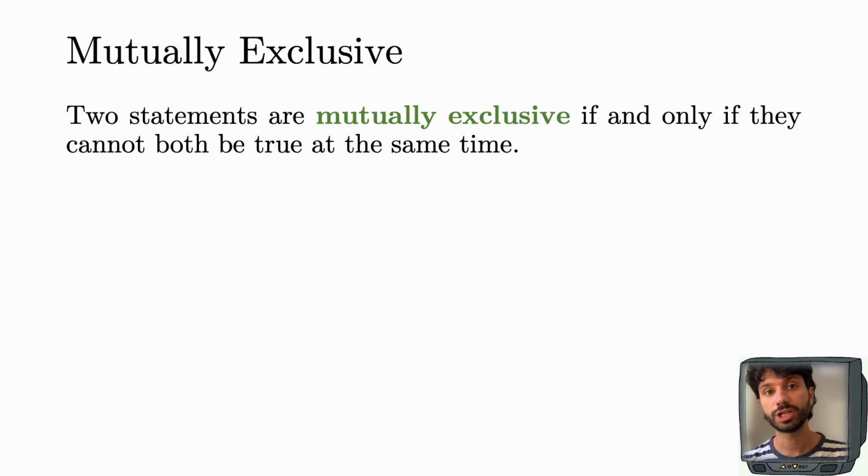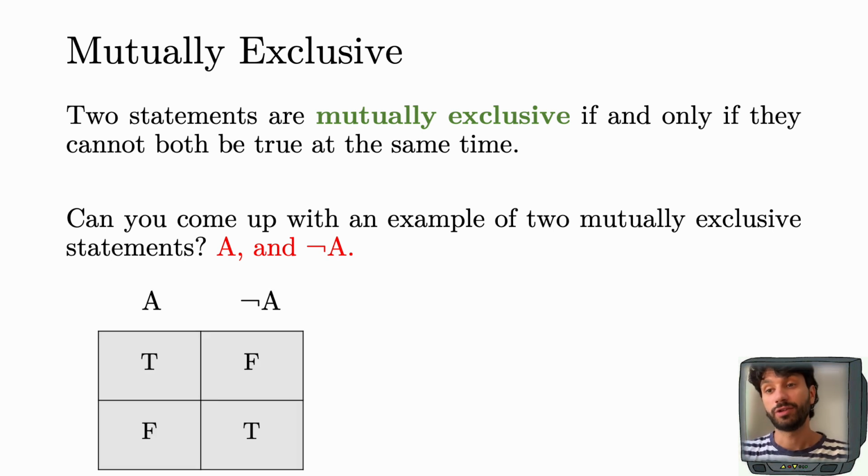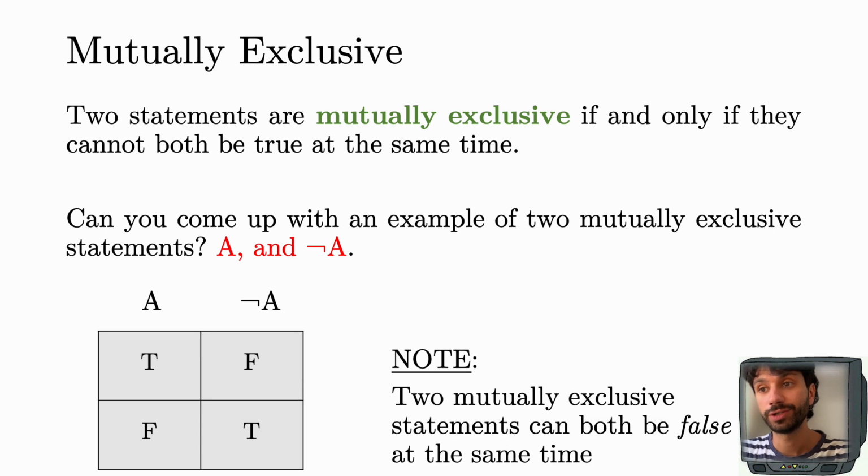So note, the condition here is that they can't both be true at the same time, but they can both be false at the same time. So can you come up with an example of 2 mutually exclusive statements? So a very simple example, right? Let's just draw the truth table, and we see that they're never both true at the same time. But again, note, 2 mutually exclusive statements can both be false at the same time.